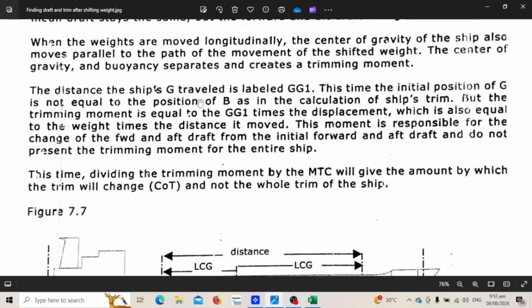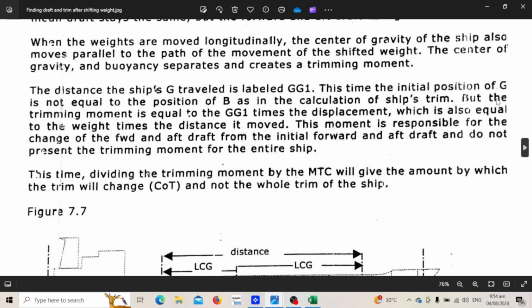The distance ship's G traveled is labeled GG1. So there must be a distance from G to GG1. Let's say from G, you arrive at this point. From here, going to this point, that will be GG1, and in between will be the distance.